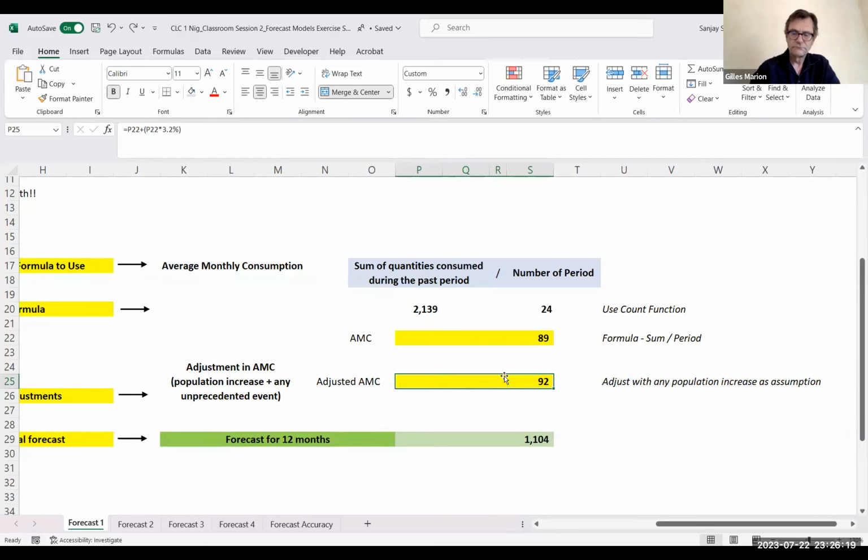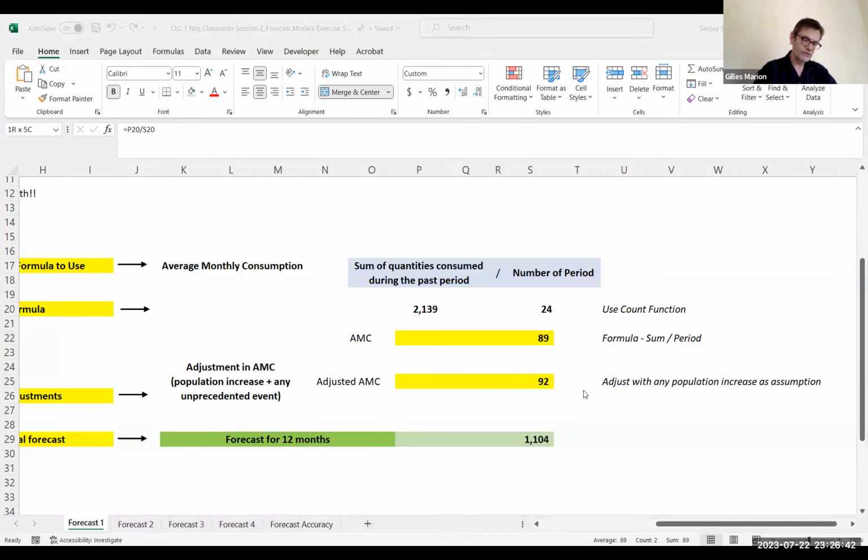The assumptions can be multiple as well. There can be more than one assumption. So all those assumptions must be written down and then factored in the calculations that you are doing. In this case, we have added 3.2% to the average monthly consumption of the previous period. Okay, so that's how we got 92. Gilles, back to you. Thank you, Sanjay.